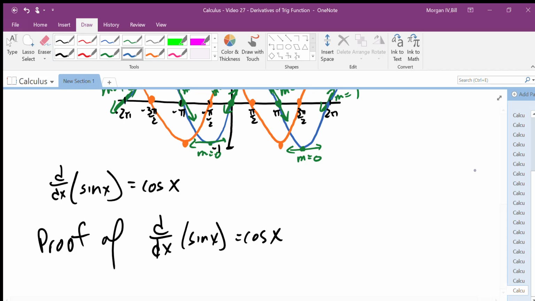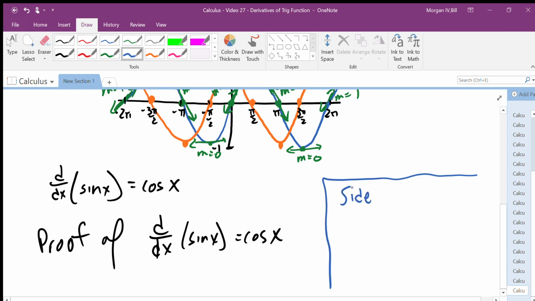Before we get there, side note, let's remember a little bit of trigonometry. In trigonometry, we had what are called the sum and difference formulas, where I took the sine of one angle plus another angle, or one angle minus another angle, sine of A plus B or sine of A minus B. And we had a formula for that. I don't know if you remember the sum and difference formulas, but you should know those.